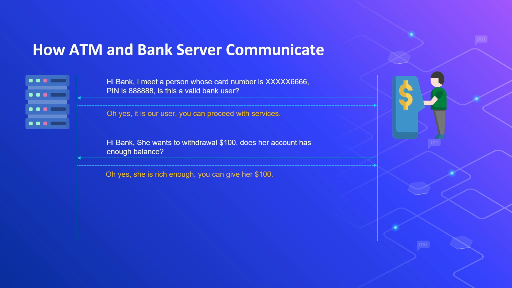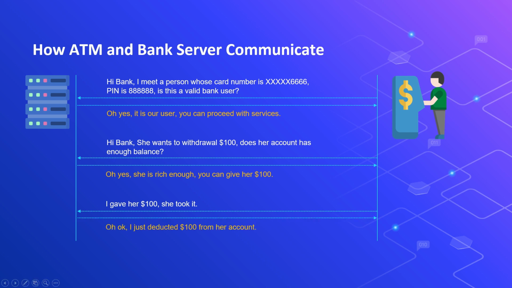Then after I take my cash, the ATM needs to send a message to the bank server again, saying, okay, I gave her $100. Then the bank server will say, okay, I just deducted 100 from her account, right? Otherwise I could take the cash but my balance would still stay the same, right? So this is the whole communication between the ATM and the bank server.